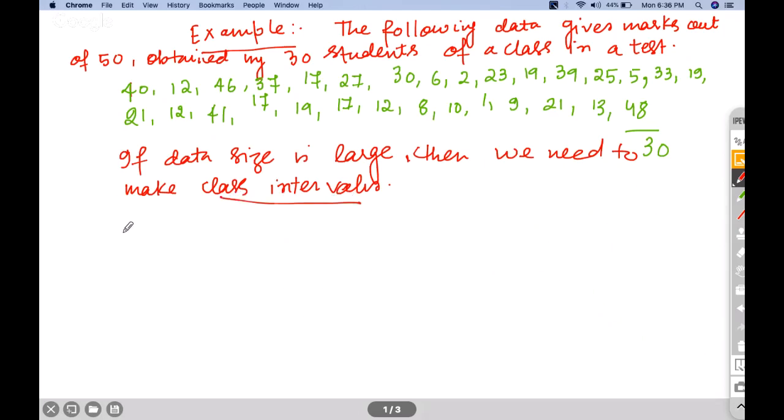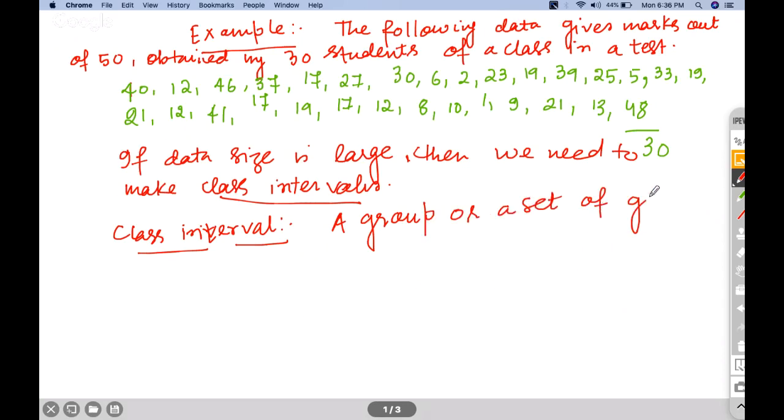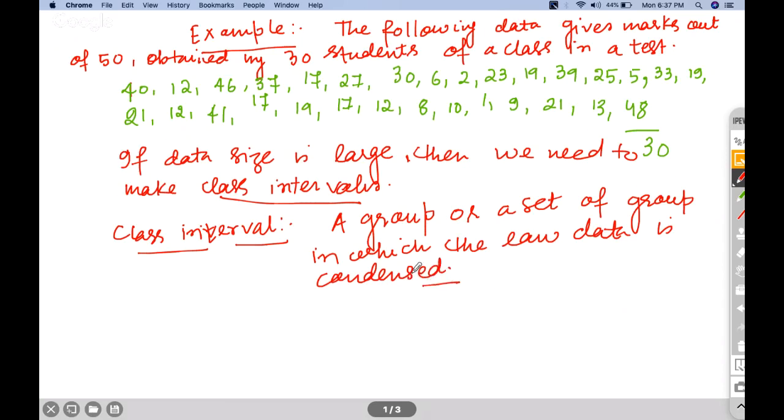First, let me define what is a class interval. A class interval is a group, or a set of groups, in which the raw data is condensed. So this is called a class interval.